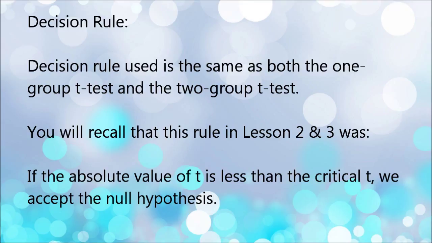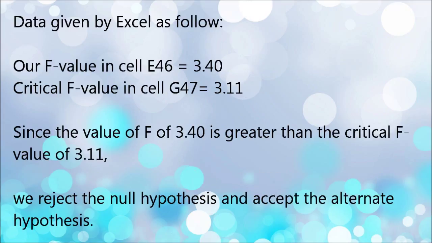The answer to this question is analogous to the decision rule used in this course for both the 1-group t-test and the 2-group t-test. You will recall that this rule in Lessons 2 and 3 was, if the absolute value of t is less than the critical t, we accept the null hypothesis. Note that Excel tells you the critical F value in cell G47 is 3.11. Our F value in cell E47 is 3.40.